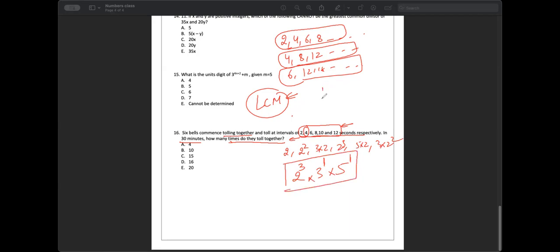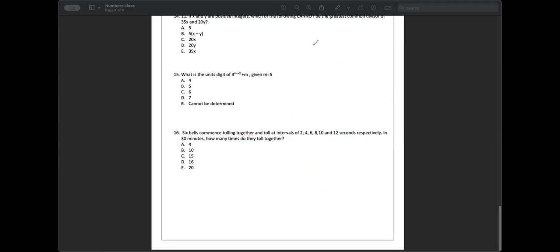Okay, so they'll toll at 120 seconds. After every 120 seconds, or after every 2 minutes, they'll toll together. Any doubts till this point, first of all? Okay. So after every 2 minutes, they'll toll together. I mean, after every 2 minutes, there'll be an instance where every bell is tolling.